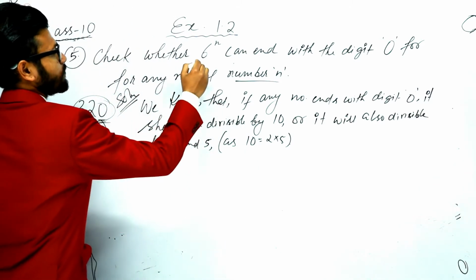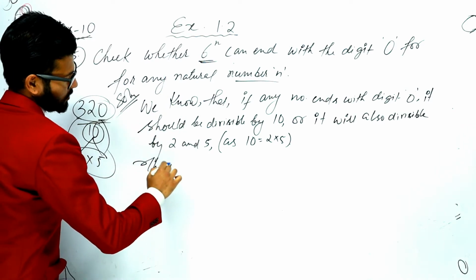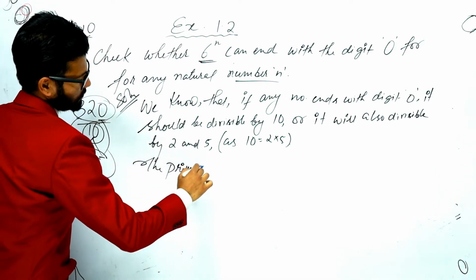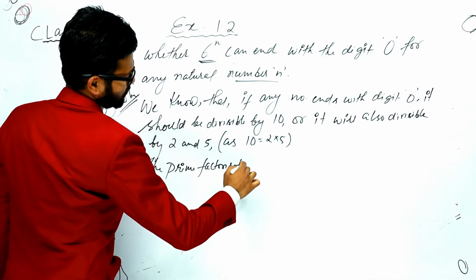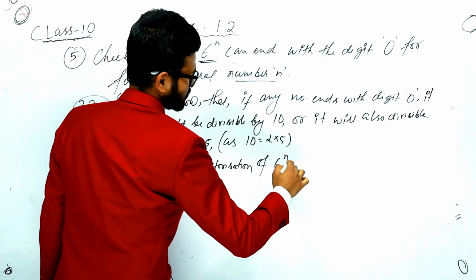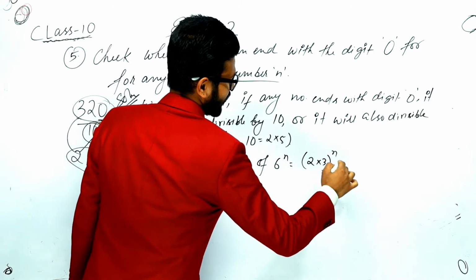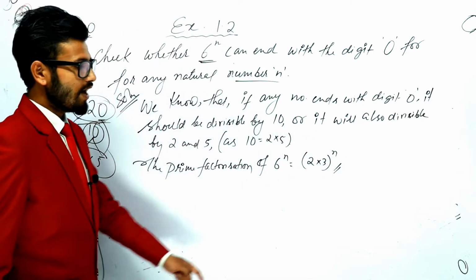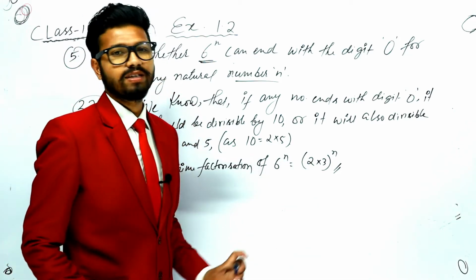Therefore, let us see the prime factorization of 6 to the power n. The prime factorization of 6 to the power n is 2 into 3 to the power n. Can we see 5 in the factorization of 6 to the power n? No. That means 5 is missing from here.